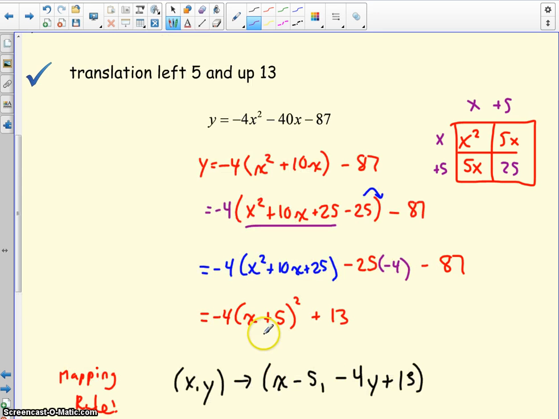So x squared plus 10x plus 25 factored into x plus 5 all squared. When I simplify what's outside the bracket, I get positive 13. So that gives me my equation in vertex form. So I could get the transformations from there.